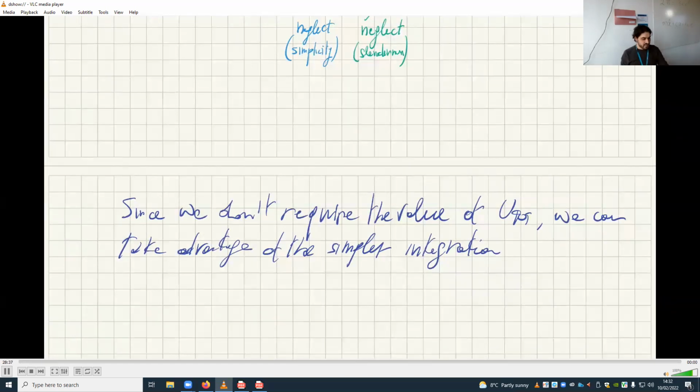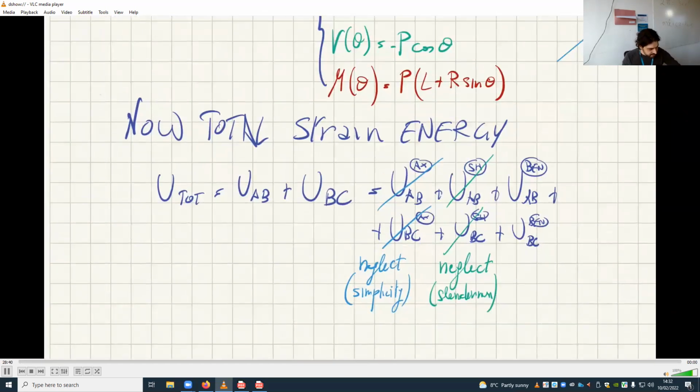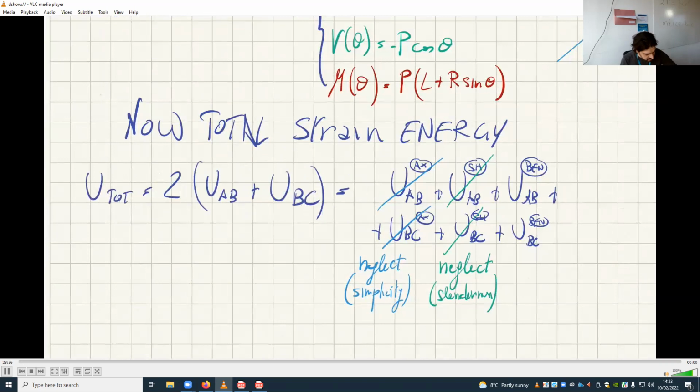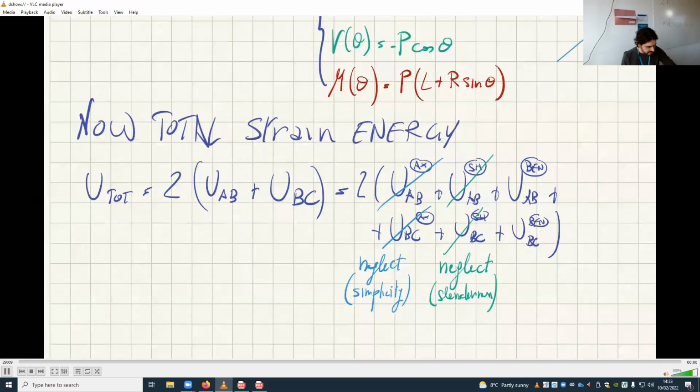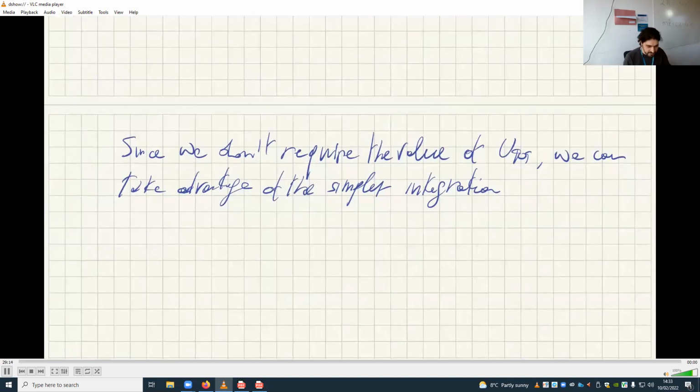Oh, I forgot one thing. Remember this was a symmetric structure, so U total is twice these, because AB and BC is not the entire structure, it's half of the structure. So the total energy is twice as much. So this is 2 times these. This is one of the common sources of errors and mistakes at the exam. You start by saying, yes, the structure is symmetric, then you forget to multiply everything times 2, as I did right now.